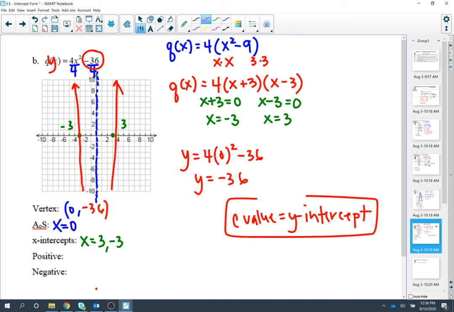But that's going to happen, especially when you're in standard form. So this is standard form. So your C value here, negative 36, is actually where it hits the y-axis.